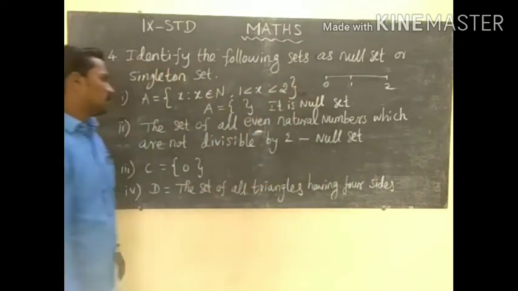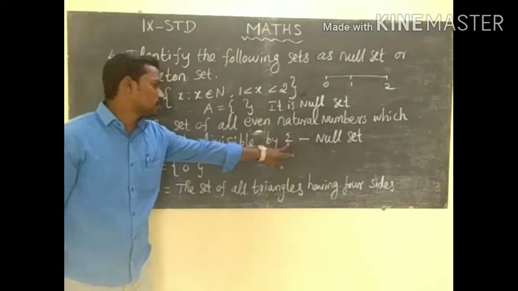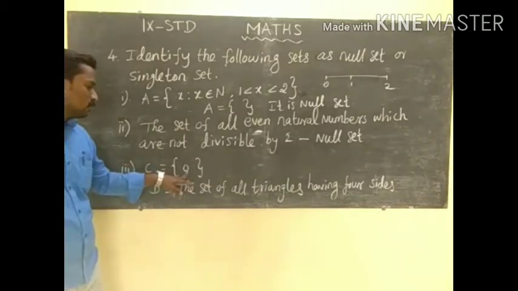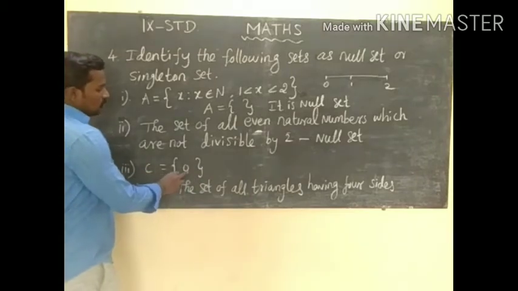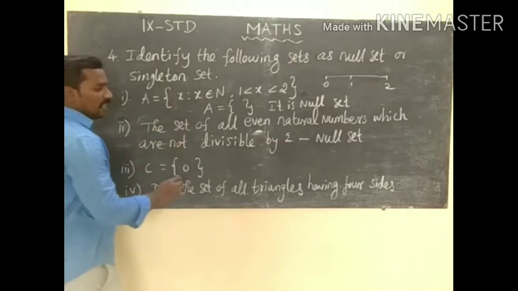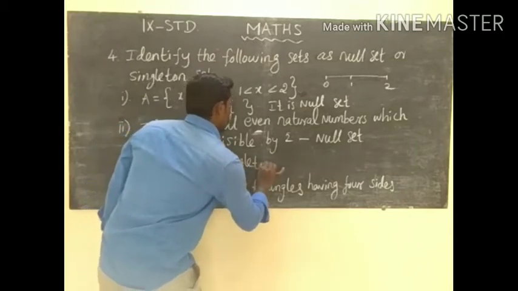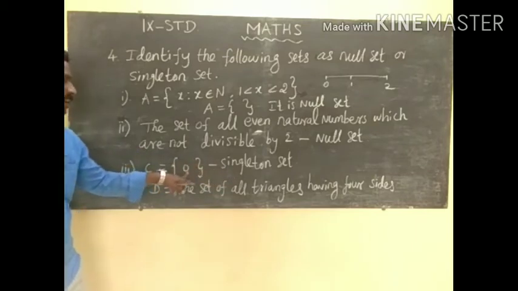Have you understood the explanation? Every even natural number is divisible by 2. Third question: C is equal to the set of all 0. The set has only one element. A set with only one element is called what? It is called a singleton set. So directly apply the result. Have you understood? This answer is directly taken from the definition. C has only one element.